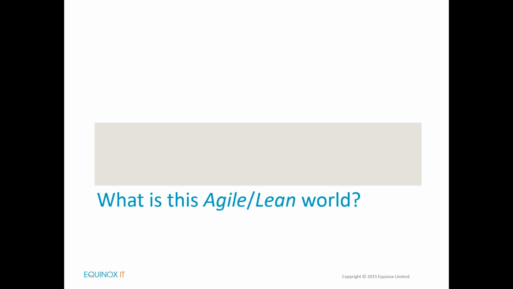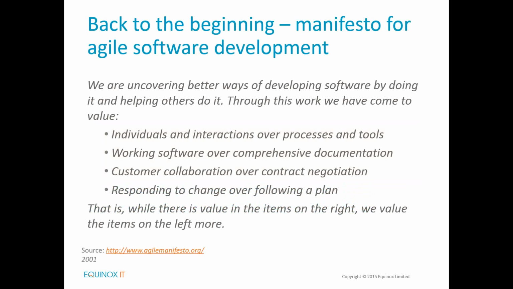So, what is this Agile or lean world we're either living in or most people are moving to? Just to go back to the beginning, what I've shown here is the manifesto for Agile software development. Many of you may have seen this before. It's been around since about 2001.